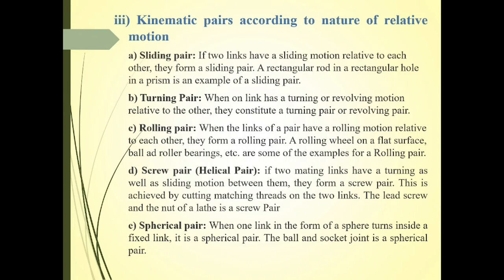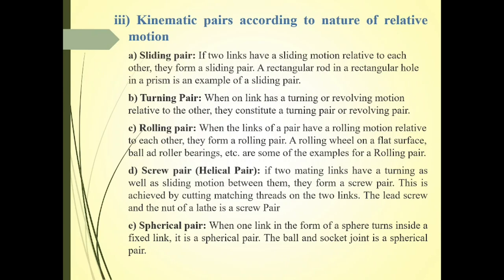What is meant by sliding pair? If two links have sliding motion relative to each other, they form a sliding pair. A rectangular rod in a rectangular hole in a prism is an example of a sliding pair. Best example, the window. The window is sliding, moving left and right. That is one of the sliding pair examples.